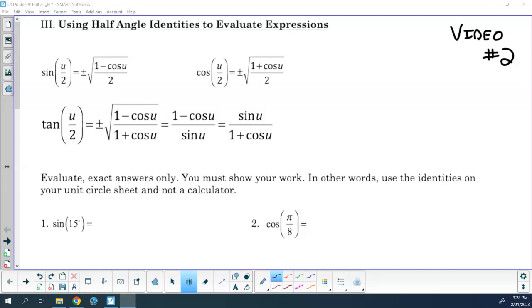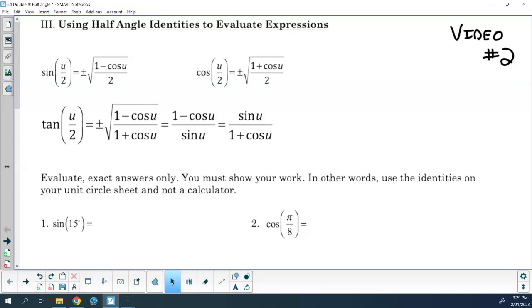If you didn't watch video number one, that's fine. Video number one dealt with going through number 5 on page 2 of this packet. Now we're on to page 3 of the packet, using the half-angle identities to evaluate expressions.